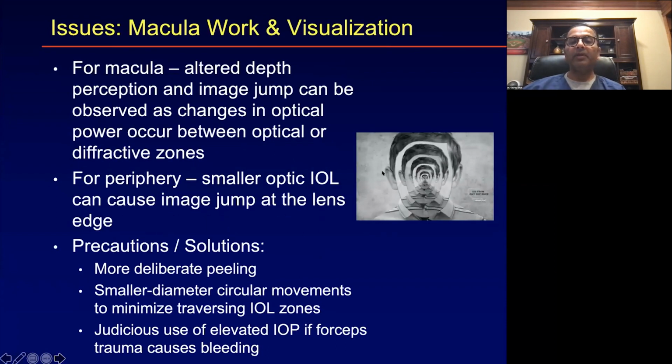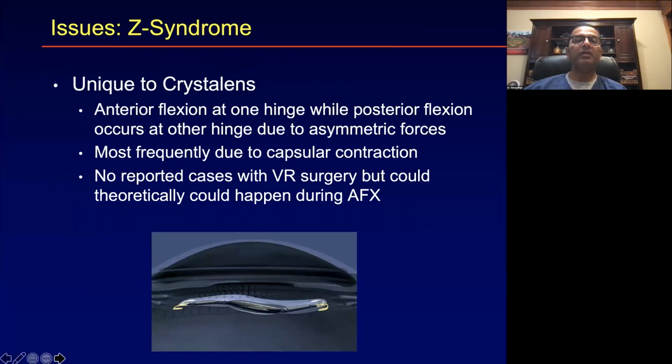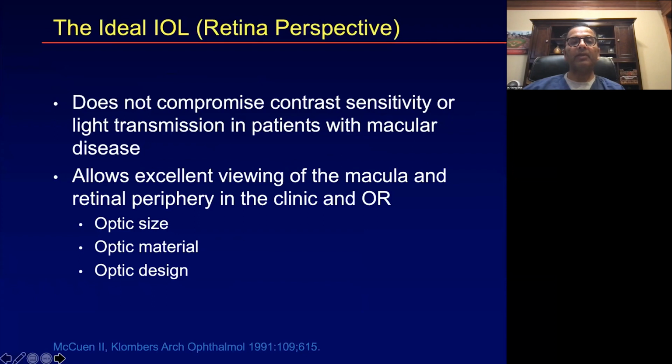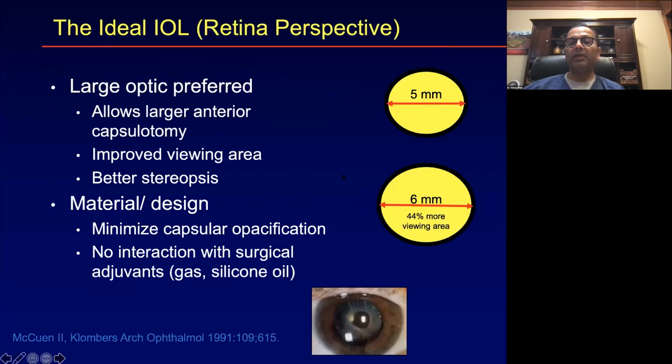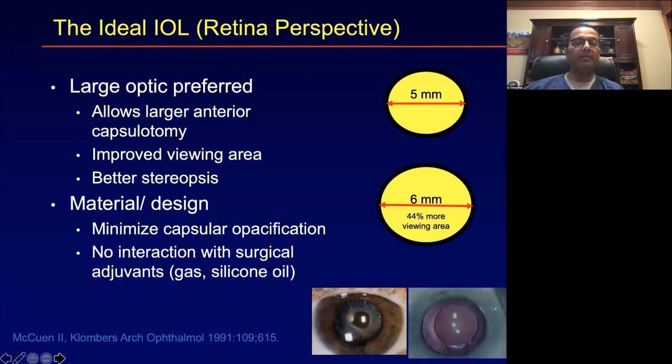And visualization can become harder because you will get this image jump in these patients. And this is unique to crystalens, the Z syndrome, where you have flexion at one hinge and you get asymmetric torque or forces, and then you get this lens that is Z-centered. So again, got to be careful. The ideal IOL from a retina perspective is certainly going to be a nice optic, that it's silicone, and then you don't have this phimosis of the anterior capsule that becomes problematic.